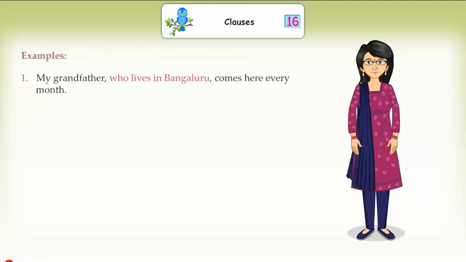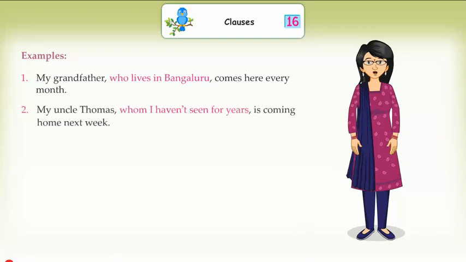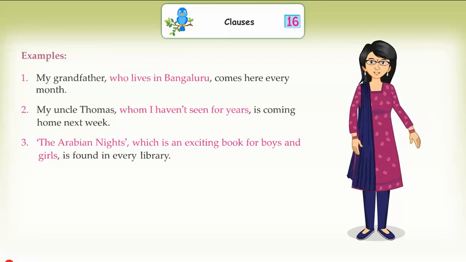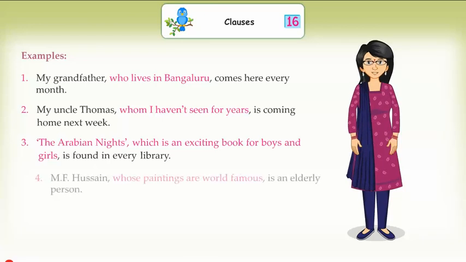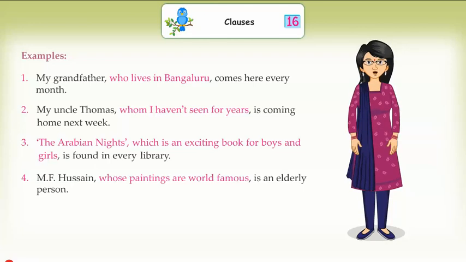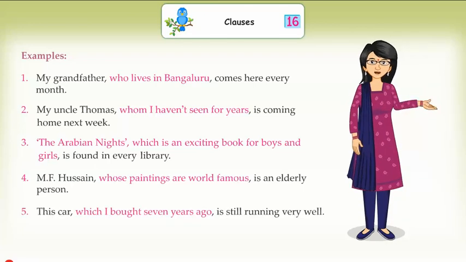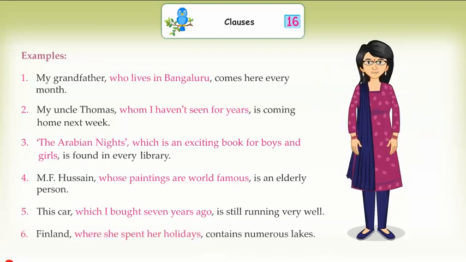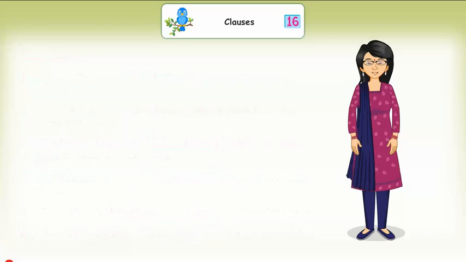Examples: 1. My grandfather, who lives in Bengaluru, comes here every month. 2. My uncle Thomas, whom I haven't seen for years, is coming home next week. 3. The Arabian Nights, which is an exciting book for boys and girls, is found in every library. 4. M.F. Hussain, whose paintings are world famous, is an elderly person. 5. This car, which I bought 7 years ago, is still running very well. 6. Finland, where she spent her holidays, contains numerous lakes.